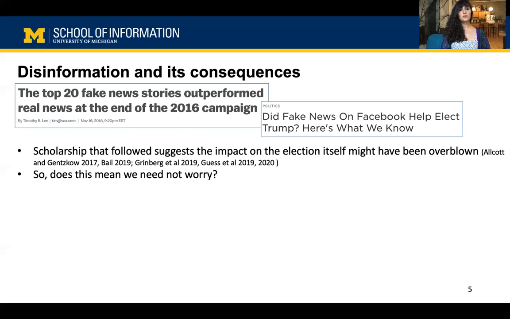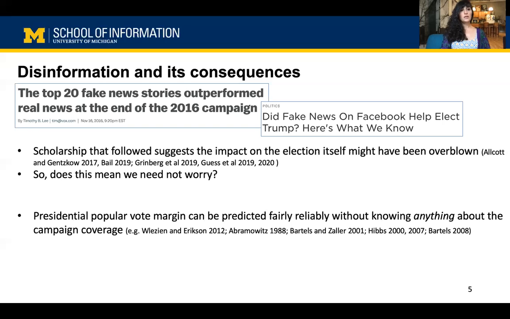So the question is, does this mean that we don't need to worry about it? And I would like to caution you and say that is not the case, because our political opinions and participation really reaches beyond voting every 4 or 2 years. Indeed, while research suggests that elections generally can be predicted without knowing anything about the news coverage for the candidates, we don't believe that news organizations do not play a role.